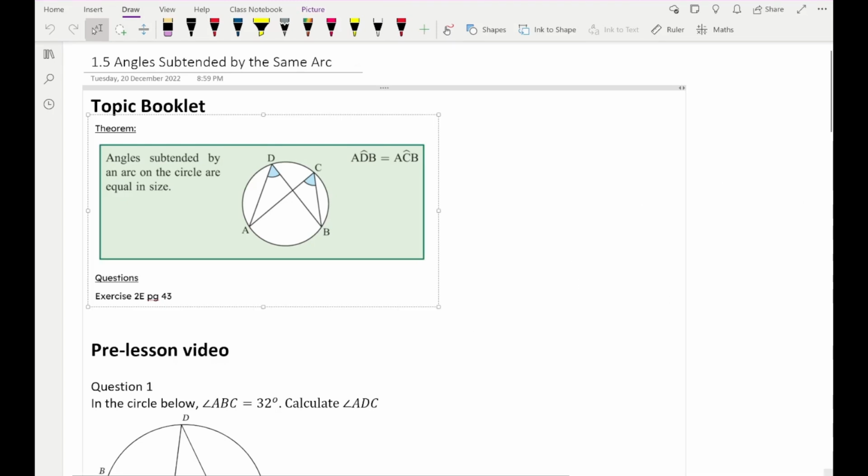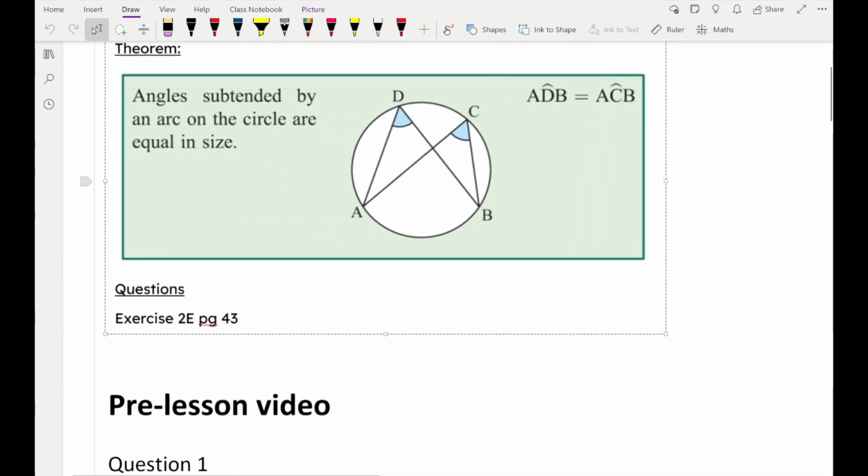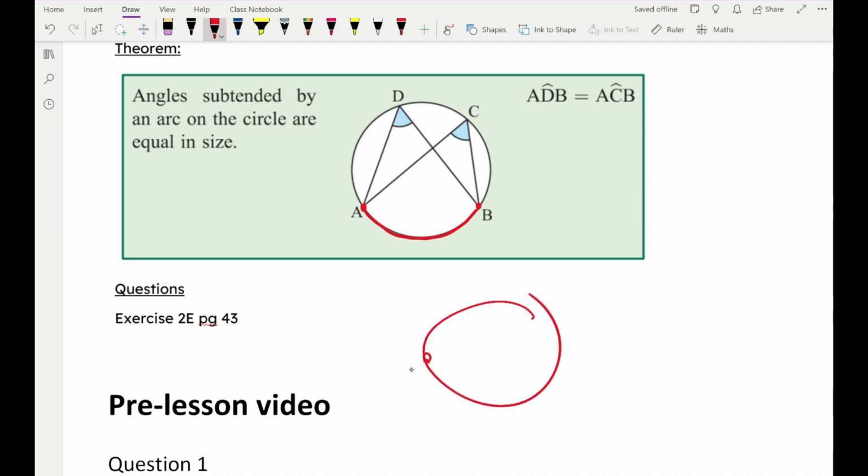Alright, in this video we're looking at angles subtended by the same arc. Now let's see what they mean by this. An arc of the circle is basically, for example, this bit going from A to B, and we want the angles subtended by it. So what you do is draw a circle and pick A and B wherever you want. Then you can pick another point on this circle, let's call it C.